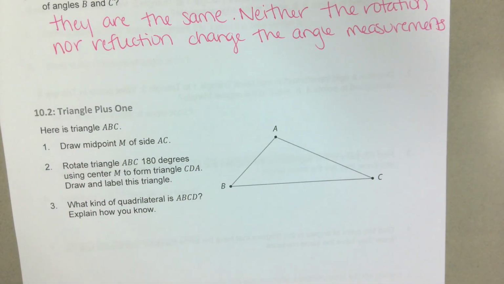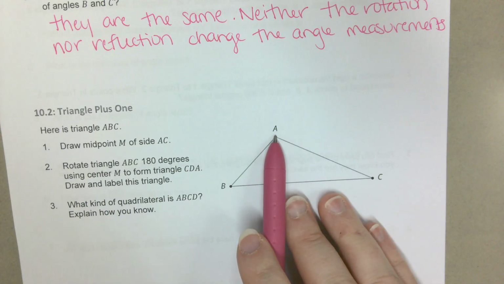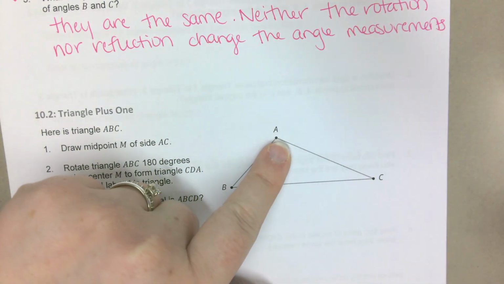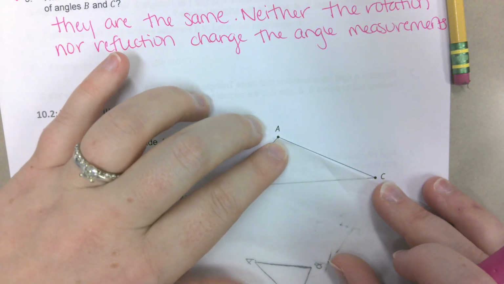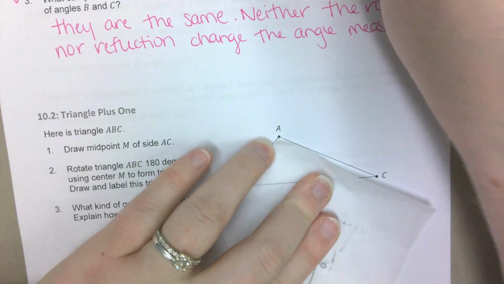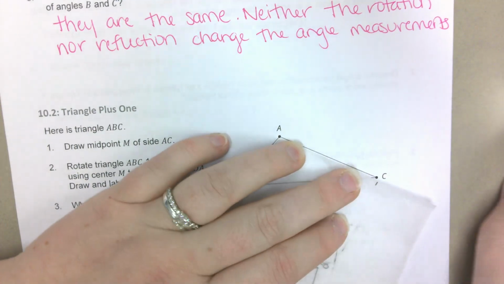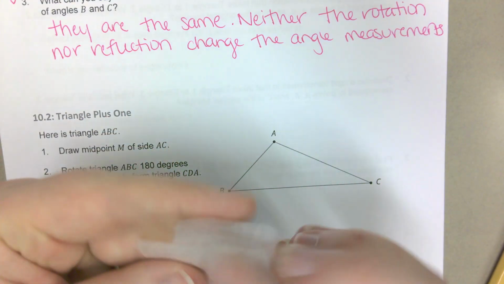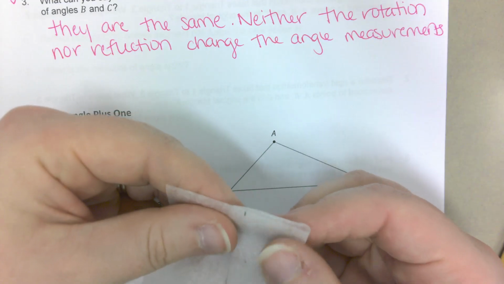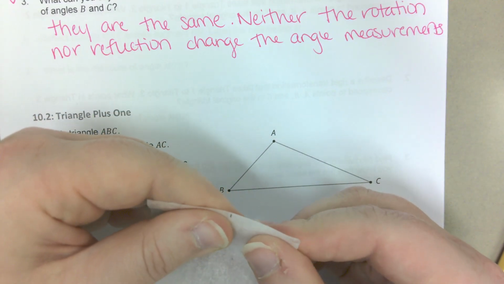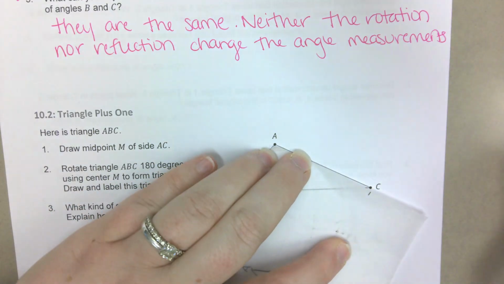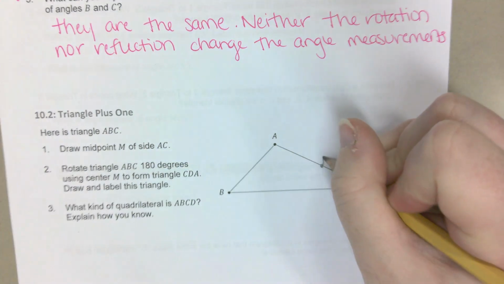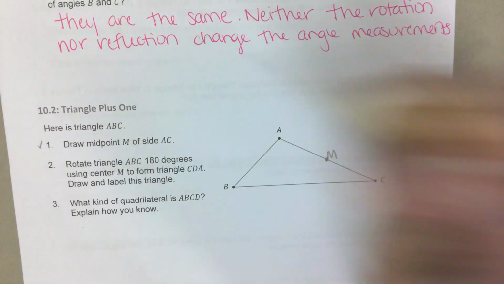So it says here's triangle ABC. It says draw a midpoint M of side AC. Okay, so between A and C, it says draw a midpoint of M. Now, I could get some paper here if I wanted, and I could mark it, just so I know it's right in the middle. When these two sides meet right here, I know that would be my midpoint. So I'll line up A and C, and where that crease is, my midpoint is going to be right there, and label it as M. So we have done that first part.